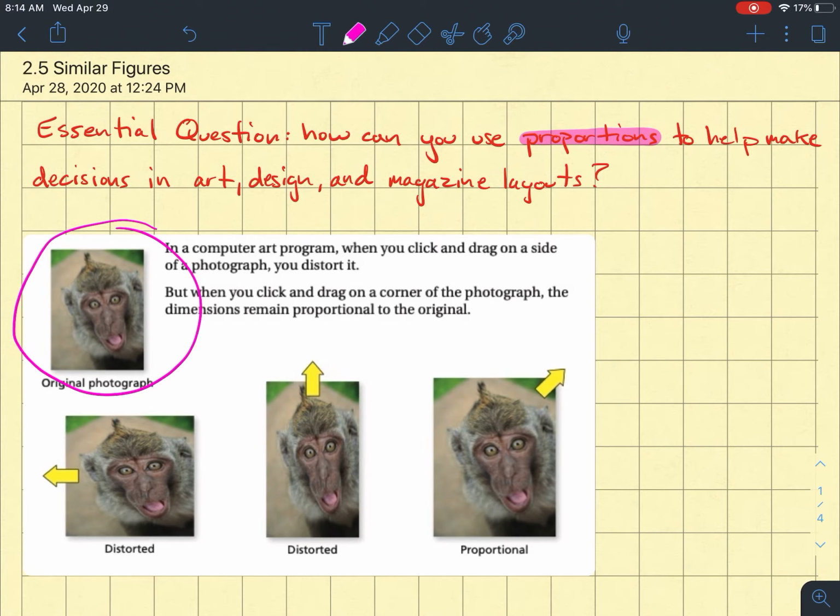Please give me your full attention because we don't have any time for monkey business right now. Ha ha ha, some quarantine humor.